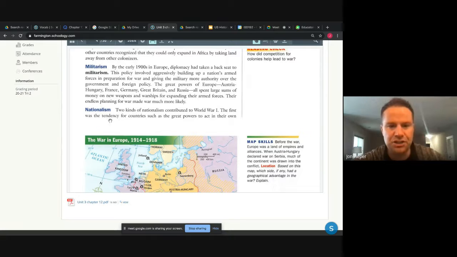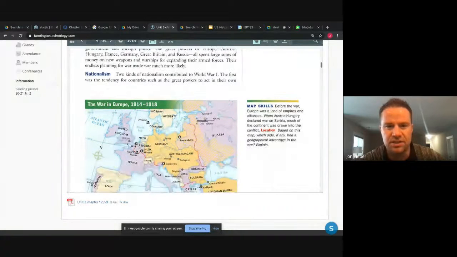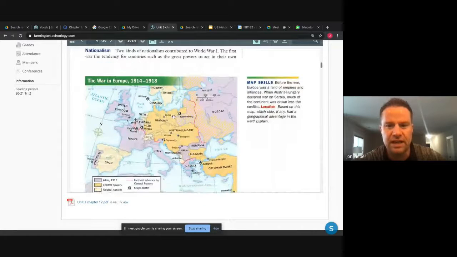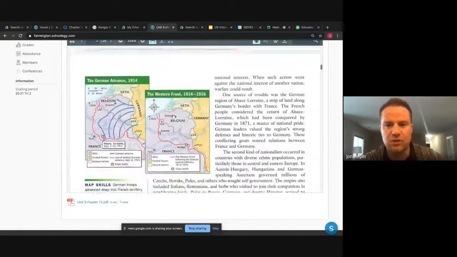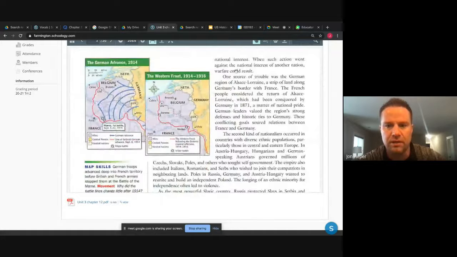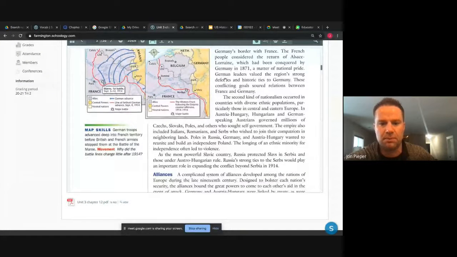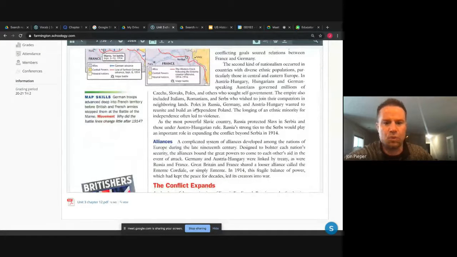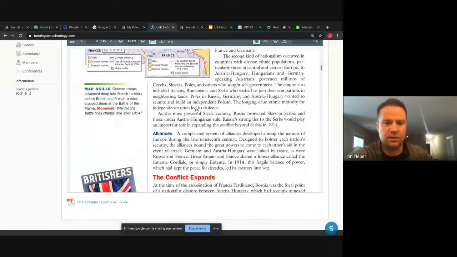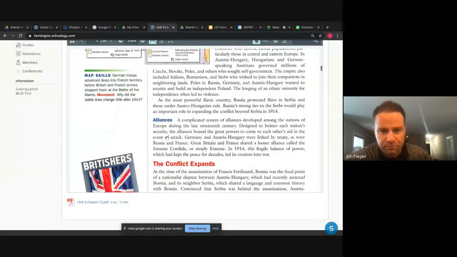So here we go. Nationalism, we already talked about a little bit here. It is kind of a synonym for patriotism, but nationalism is different in that it comes with the idea that you are better than other people. Nationalism led all of these countries to believe that this war would be over by Christmas. They thought this war would just be a couple of weeks, and that nationalism built them up into a frenzy, thinking that this war would be over so quickly because they were superior to everybody else.